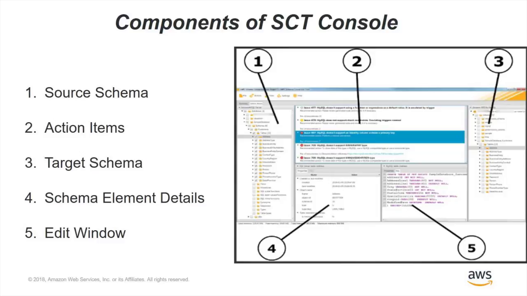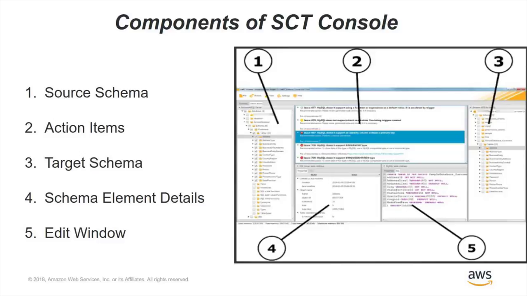The fifth one is the edit window. In the edit window, the code for that particular object will be pointed out by the schema conversion tool, and once you click the action items, the code will also be highlighted in this edit window. So you can also utilize this edit window to change the code which is generated by the schema conversion tool, and then apply it onto the target.